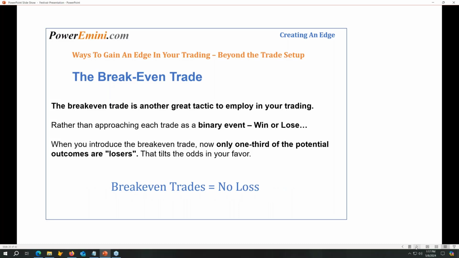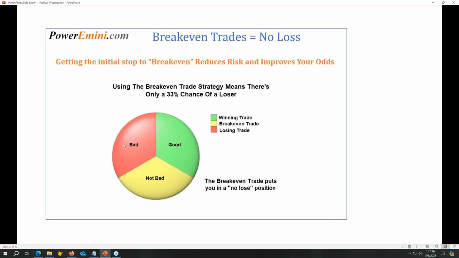And you can get your trades to break even. A break-even trade is something everybody should think about introducing into their trading strategy, because a lot of people think of a trade as either a win or a loss. It's a binary event: I either lost money or I made money on that trade. Here's something interesting. If you introduce the break-even trade, now only one third of the potential outcomes are bad, right? You've got a winning trade, a break-even trade, and a losing trade. Only 33% of them are now bad. The rest are either good or not bad.